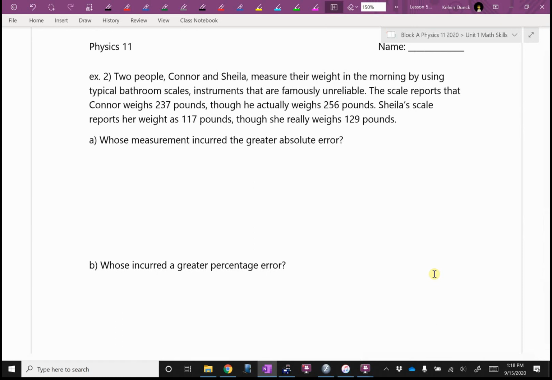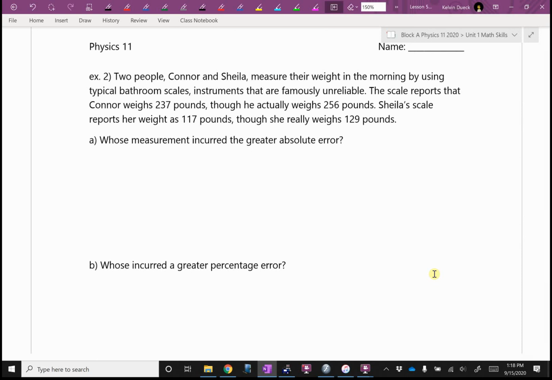2 people, Connor and Sheila, measure their weight in the morning by using typical bathroom scales. Bathroom scales are famously unreliable. They are not accurate. So the scale reports that Connor weighs 237 pounds, but he actually weighs 256 pounds. Sheila's scale reports her weight as 117 pounds, although she really weighs 129 pounds. Whose measurement incurred the greater absolute error? How are we going to figure that out? I think we're going to do a comparison.